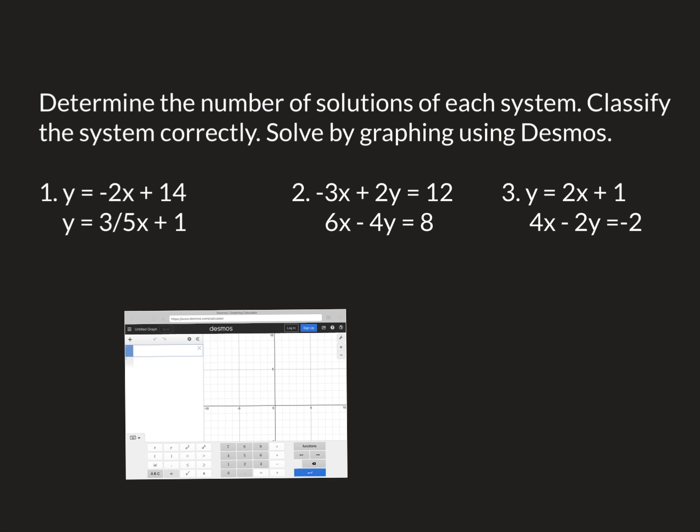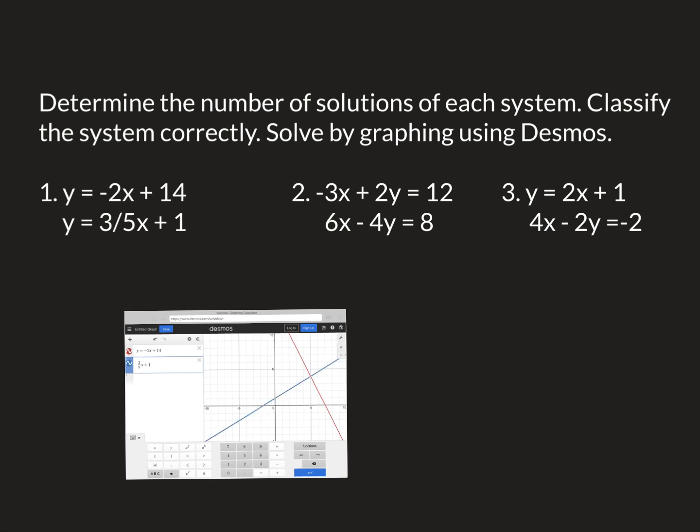I'm going to type in the first equation, y equals negative 2x plus 14. And then I'm going to type in the second equation, 3/5 x, 3 divided by 5, x plus 1.